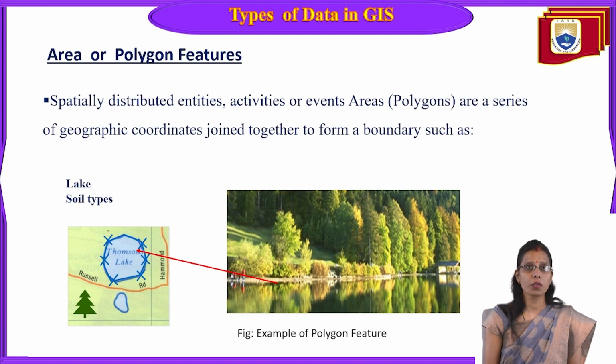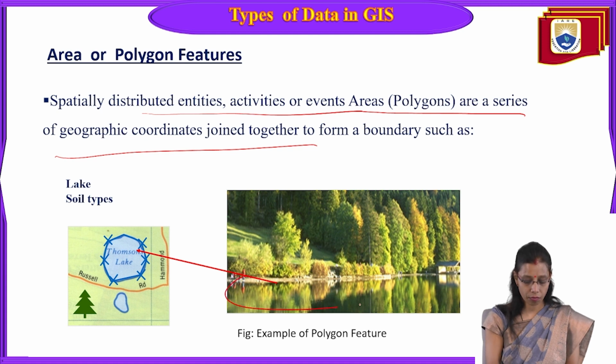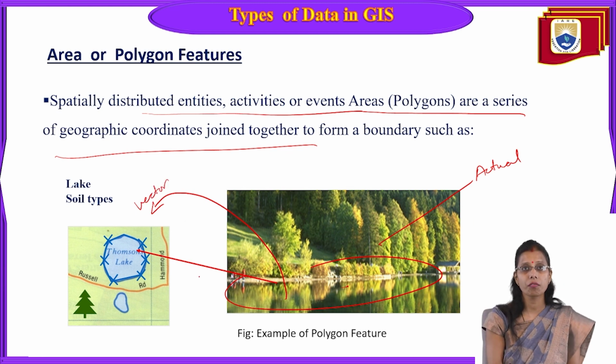Now area or polygon features: spatially distributed entities, activities or events. Areas are series of geographic coordinates joined together to form a boundary, such as a lake or soil types. If you want to show a lake, this is the actual image of a lake in the real world. Once you click the photo of this lake and want to convert it into vector, generally we take a polygon feature and convert the entire information into a lake, and it is named as a lake.